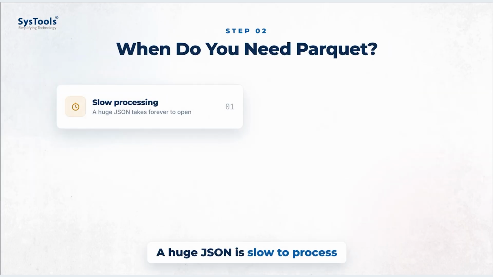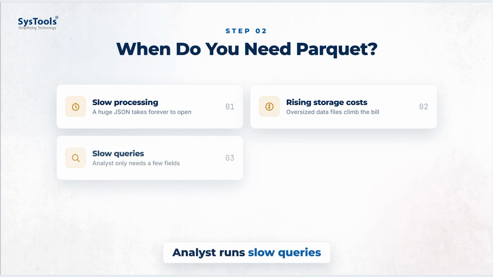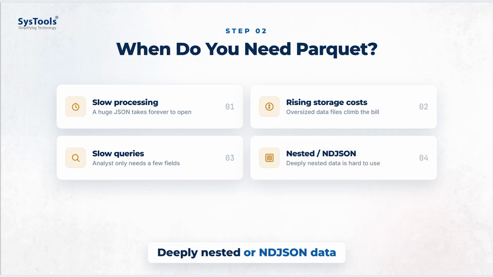Let's picture a few real scenarios. 1. A huge JSON file takes forever to open and process. 2. Your cloud storage bill keeps climbing because of oversized files. 3. An analyst runs slow queries and only needs a few fields. And 4. You're handling deeply nested or NDJSON data. In each case, Parquet is the fix.